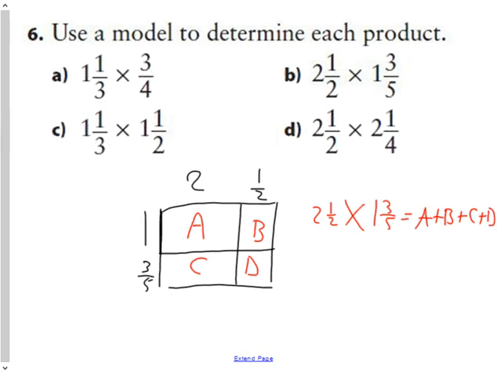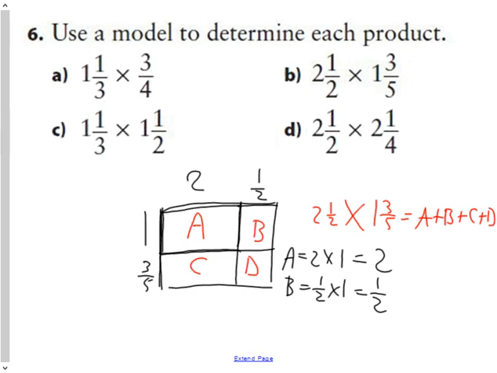So all you do is find the parts of A plus B plus C plus D, add them together, and we'll have the same product as 2 1/2 and 1 3/5. So what are the measurements of A? Well, A is 2 by 1, which means the area of A is 2. B is a half times 1. A half times 1, or anything times 1, is a half. So that's the area of B.